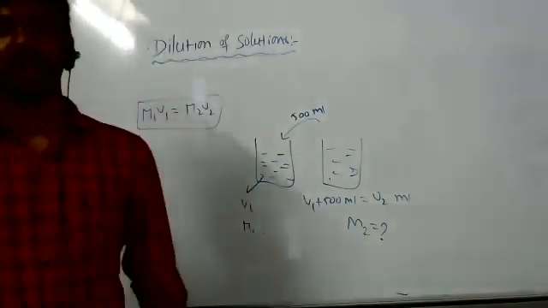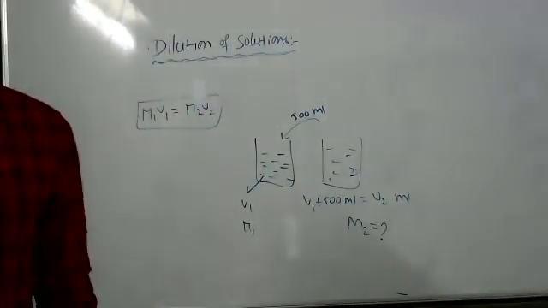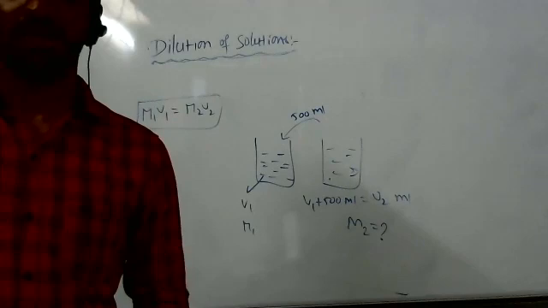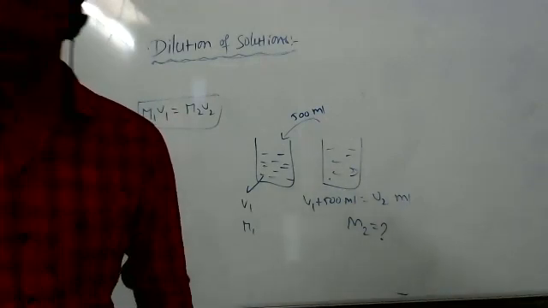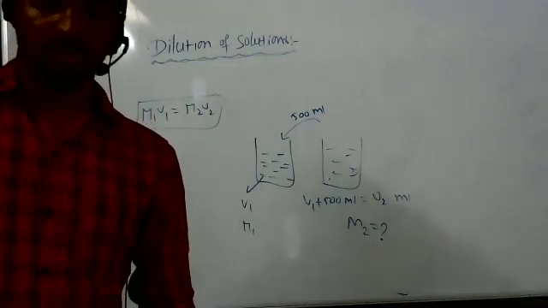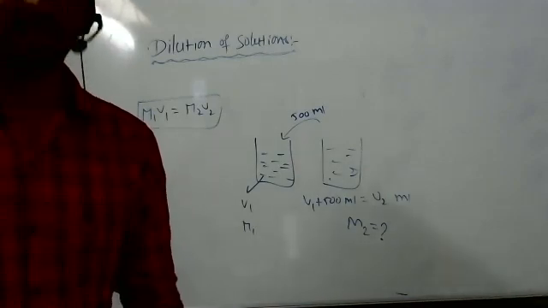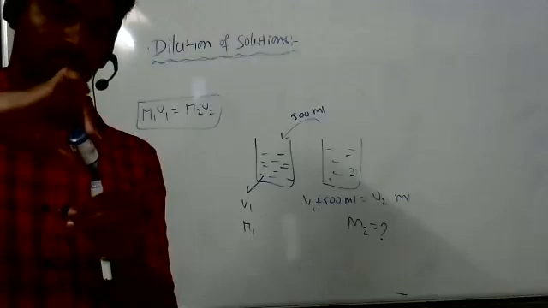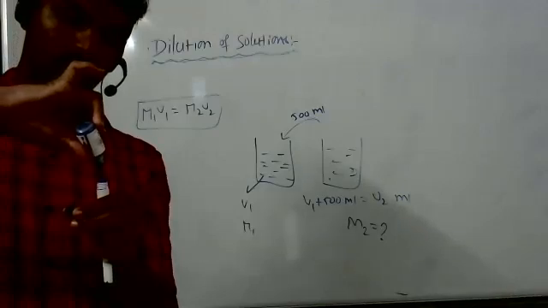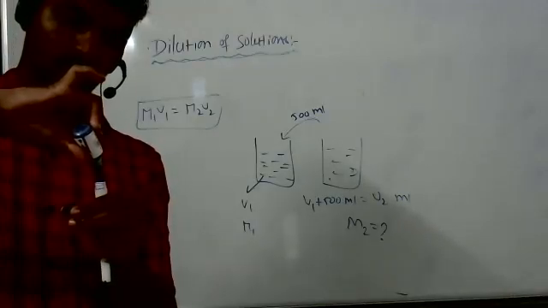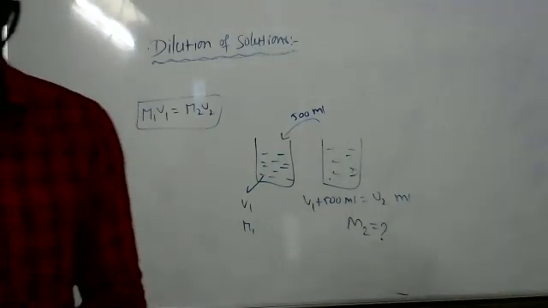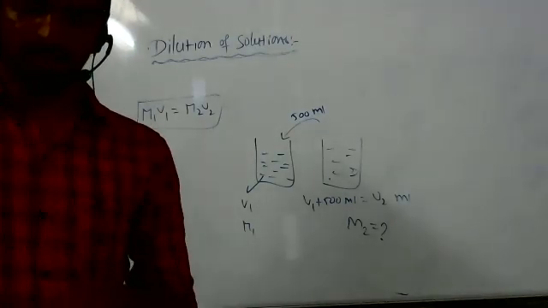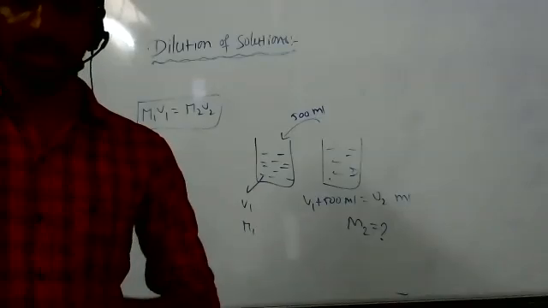What happened? Increases or decreases? Sir, could you repeat? I didn't hear the whole thing. I'm adding water. M2 decreases, sir. M2 decreases. So that is dilution. By dilution, the concentration of the solution decreases.